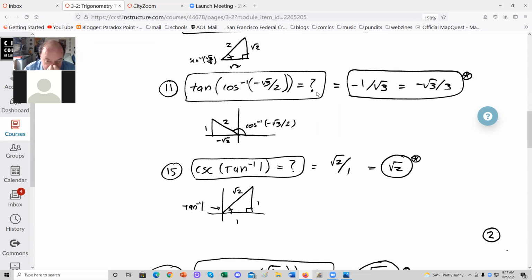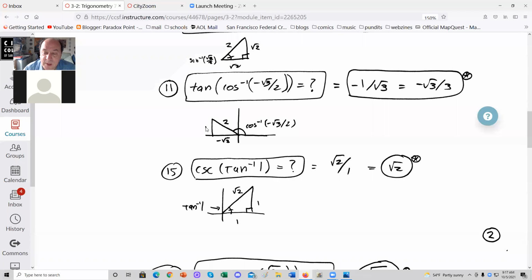Tangent of arccosine minus root 3 over 2. Now this minus means we have to go to the planar definition of the trig functions. So arccosine minus root 3 over 2. We go back to an x coordinate of negative root 3 out a distance 2. This third side is by the 30, 60, 90 triangle equal to 1. So this point is at negative root 3 by 1. And so this is the arccosine of minus root 3 over 2.